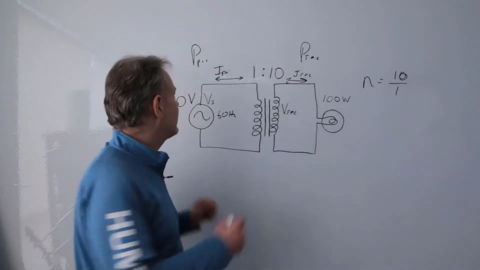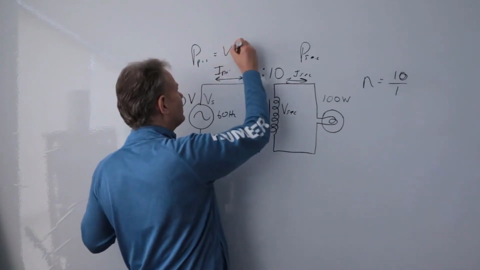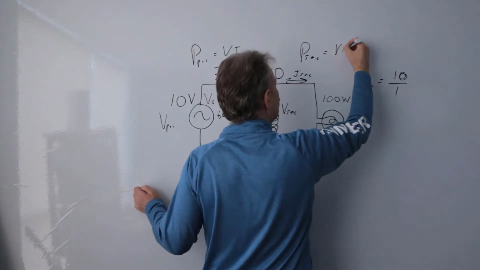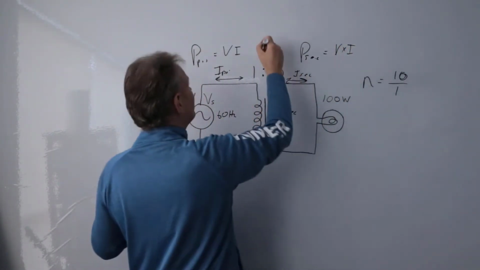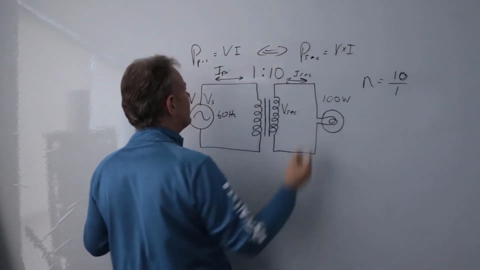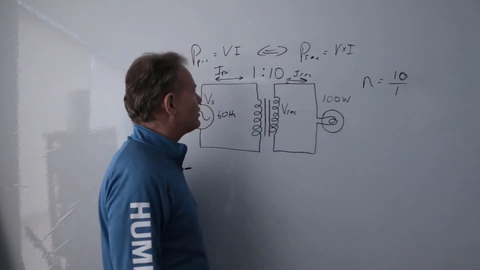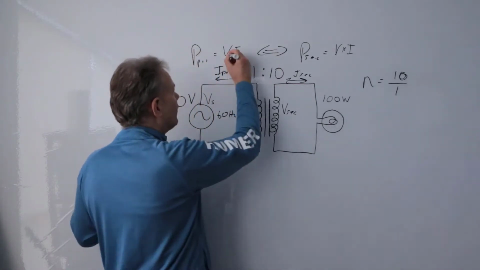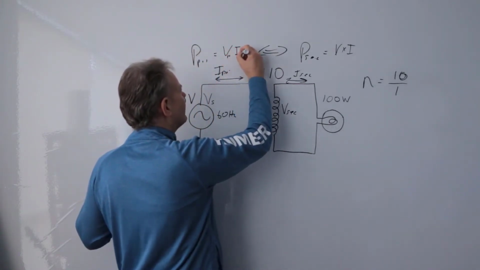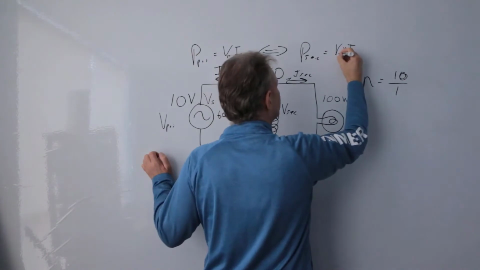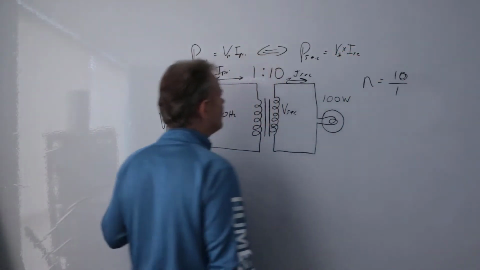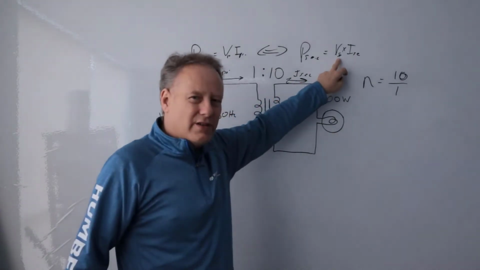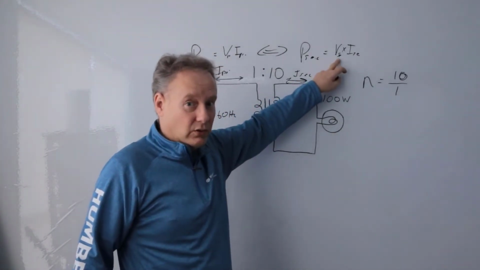But what I'm saying here is that the power here is voltage times current, and the power here equals voltage times current. And we know that these two equal each other because the power on this side equals the power on that side. So if I'm going to say that this voltage, the primary and the primary, and that's the secondary and that's the secondary, went higher, for the power to stay the same, the current has to go lower.